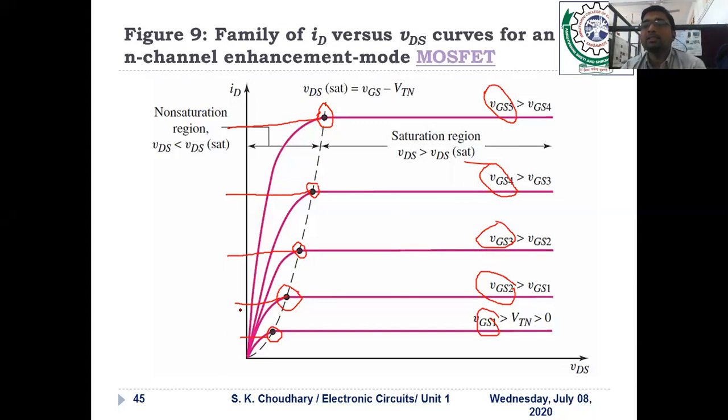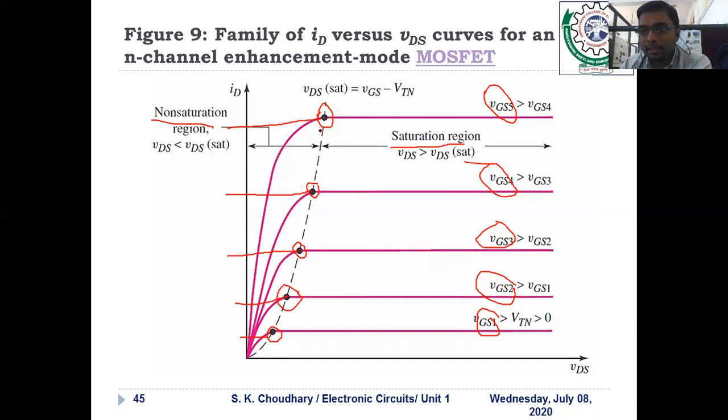This is also called the transition point, where your MOSFET enters from the non-saturation region to the saturation region. It is very clear from this graph. To the left of this transition point, the region of operation is called the non-saturation region, where your drain to source voltage is less than VDS sat. And this is the transition point where VDS sat is equal to VGS minus VTN.